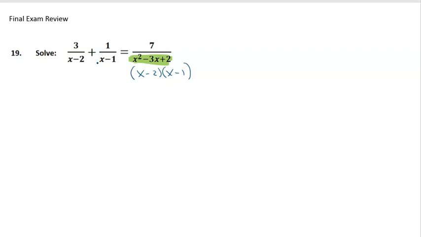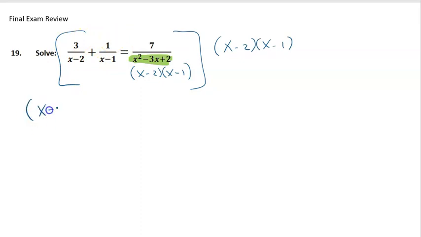Now what am I going to do with that? I'm going to multiply this entire equation, both sides, by that common denominator, x minus 2 times x minus 1. Why? Because that's what clears fractions. Now when you multiply the left side by that, you're really multiplying this fraction by that and this fraction by that. So I'm going to, in gross detail here, write all that down.